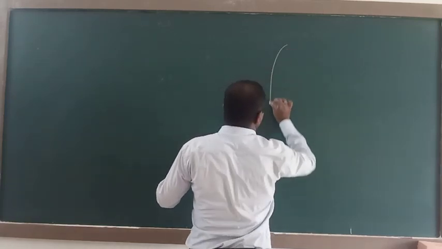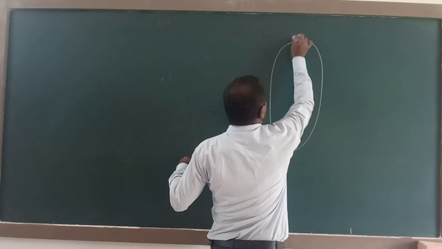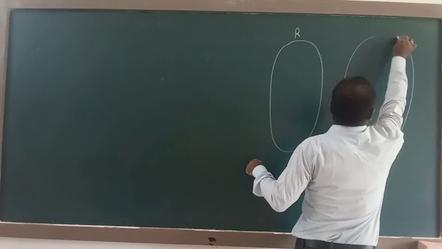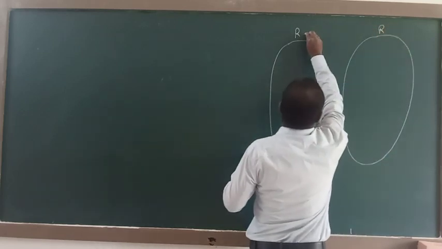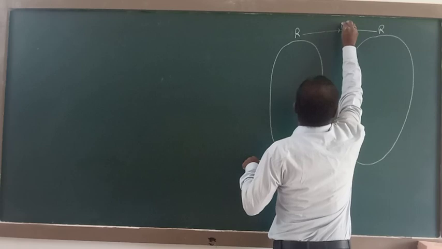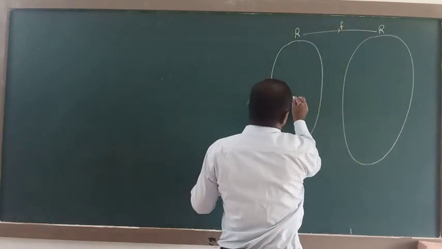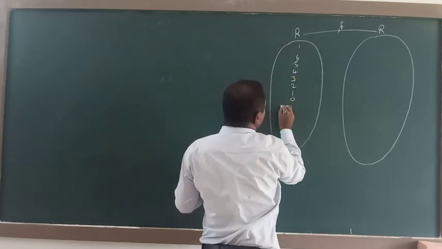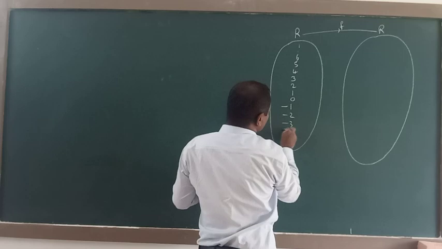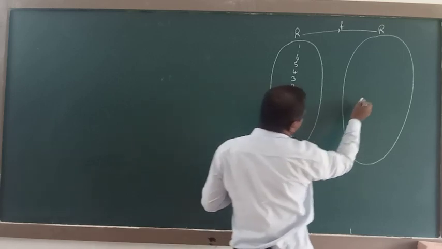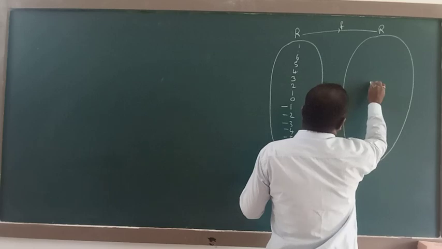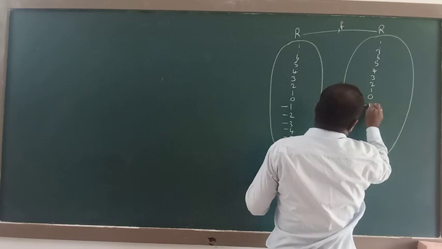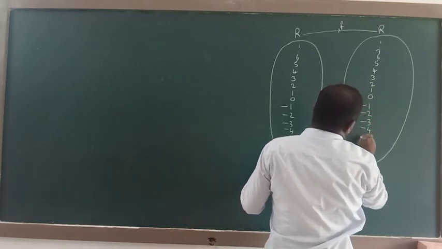Diagram representation. It's the real numbers. Here also real numbers. R2 are defined here. Function: 0, 1, 2, 3, 4, 5, 6 and so on, minus 1, minus 2, minus 4, minus 12 like this. 0, 1, 2, 3, 4, 5, 6, 7 like this. Minus 1, minus 2, minus 3, minus 4, minus 6.